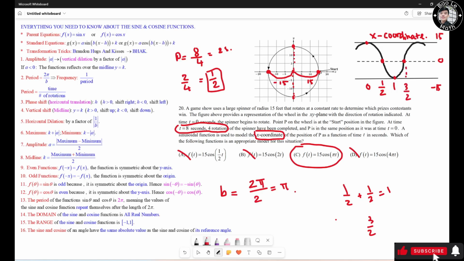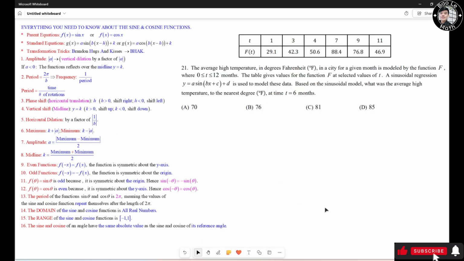And if point P goes back to the original spot right here, it completes a full cycle, right? So it should be right here, and time t should be 2 seconds. And the point P right here should be the maximum point, it's 15. And the amplitude, we just use this formula to find the amplitude: maximum subtract minimum divided by 2, so it's 15 right here. Now let's move on to the next example.